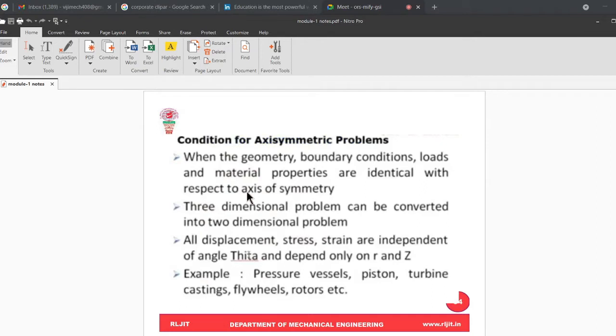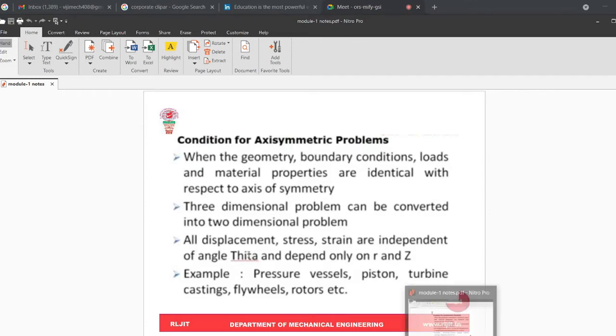In the case of Cartesian 1D, 2D, 3D elements, we have x, y, z, but now we have r, theta, z. Examples we have taken are pressure vessels, pistons, turbines, and flywheels, which are usually circular in nature. We treat those as axisymmetric problems.